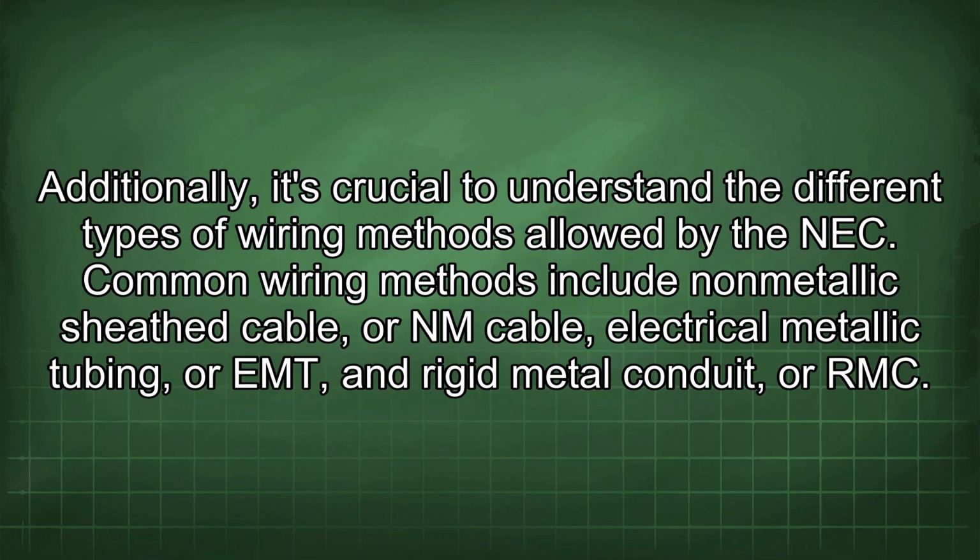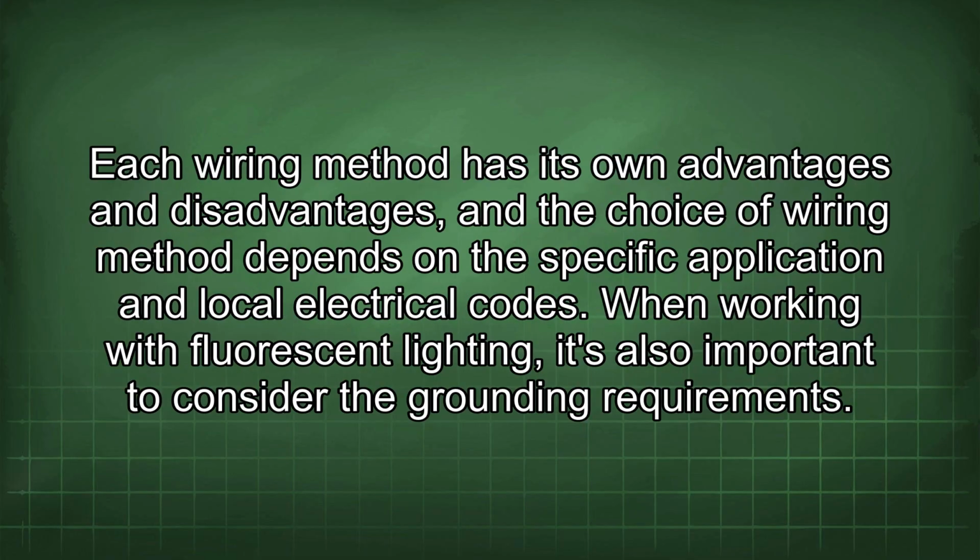Additionally, it's crucial to understand the different types of wiring methods allowed by the NEC. Common wiring methods include non-metallic sheath cable, or NM cable, electrical metallic tubing, or EMT, and rigid metal conduit, or RMC. Each wiring method has its own advantages and disadvantages, and the choice of wiring method depends on the specific application and local electrical codes.